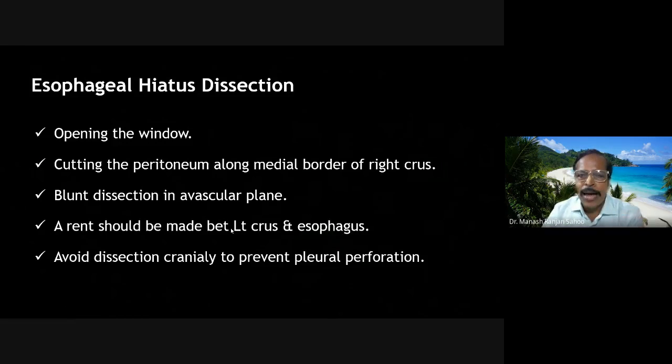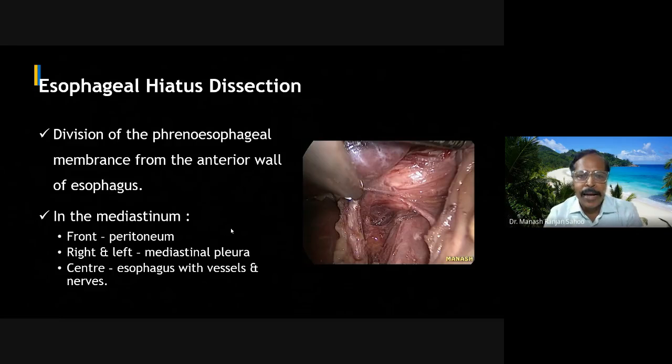So when you start dissecting the esophageal hiatus, that means you open Custer's window, cut the peritoneum along the medial border of the right crus and the esophagus, that's the cruroesophageal junction. Blunt dissection in the avascular plane, and a rent is made between the left crus and the esophagus, that's the retroesophageal window, and always avoid dissecting cranially to prevent a pleural perforation. That's most important. Esophageal hiatal dissection is the division of the phrenoesophageal membrane.